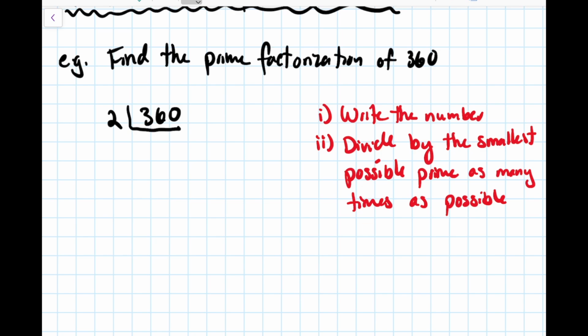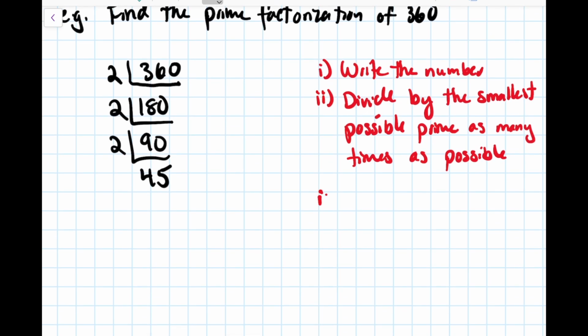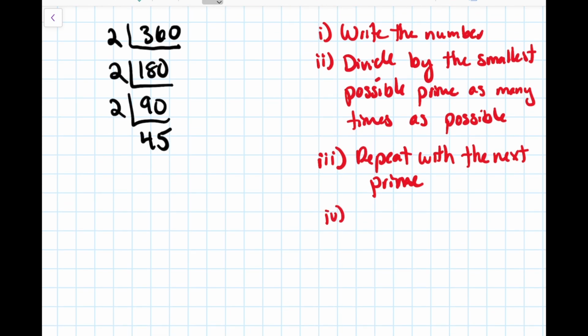So if we divide this thing by 2, we're going to get 180. 180 we can also divide by 2 and get 90, which we can also divide by 2 and get 45, which we can't divide by 2. So once you can no longer do a specific prime factor, then you're just going to move to the next one. So in this case, we're going to move to 3. And we're going to stop once we get a prime as our answer. Which will happen pretty soon on this one.